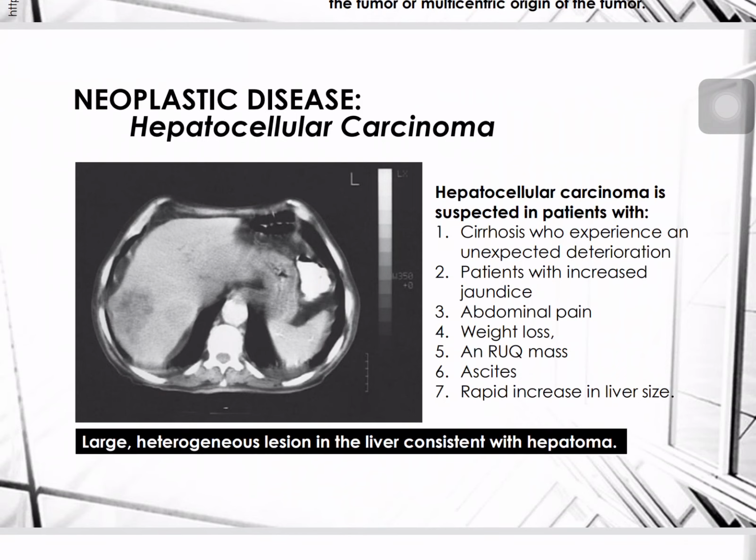Hepatocellular carcinoma is suspected in patients with cirrhosis who experience an unexpected deterioration, and in patients with increased jaundice, abdominal pain, weight loss, and a right upper quadrant mass. Ascites or a rapid increase in liver size is also one of the suspected signs in a patient.